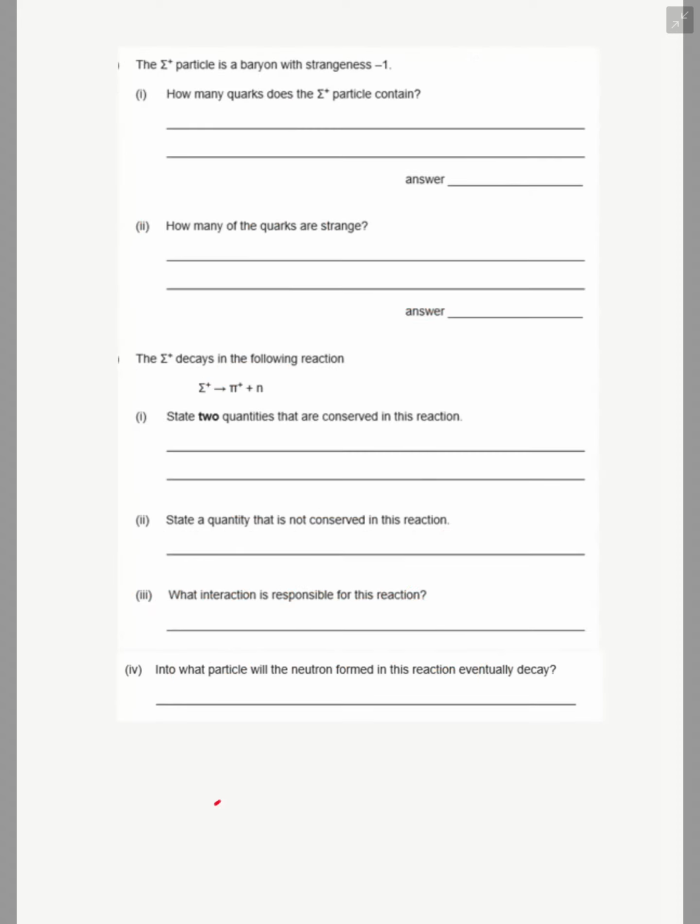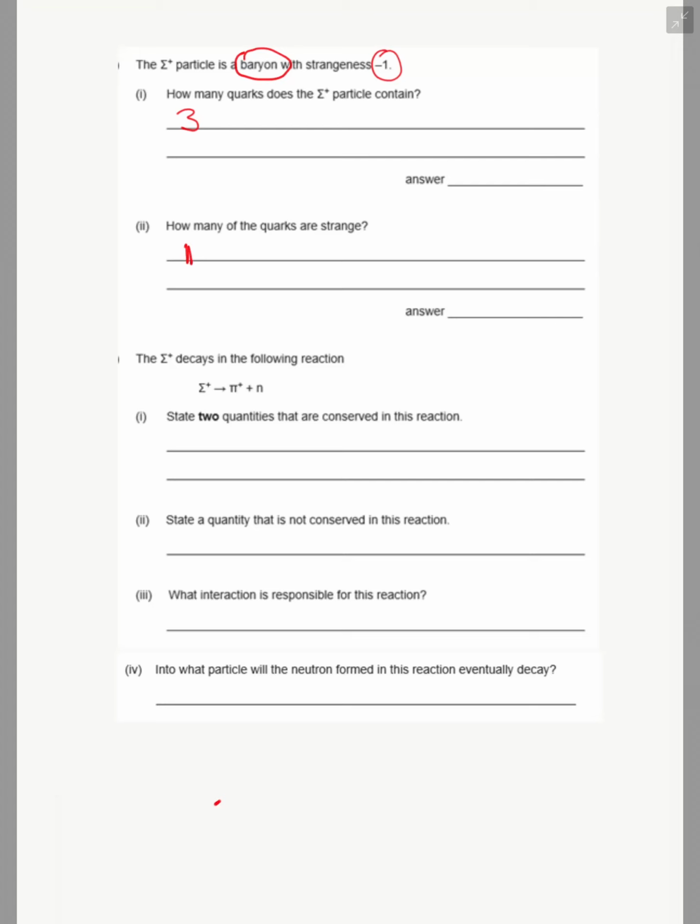Okay, so how many quarks does a sigma plus particle contain? Well, it's a baryon, which means it must contain 3. Simple. How many quarks are strange? Well, it's got a strangeness of -1, so if it's one particle and it's got a strangeness of 1, there must only be one strange particle in it. Now, the sigma plus decays in the following reaction.